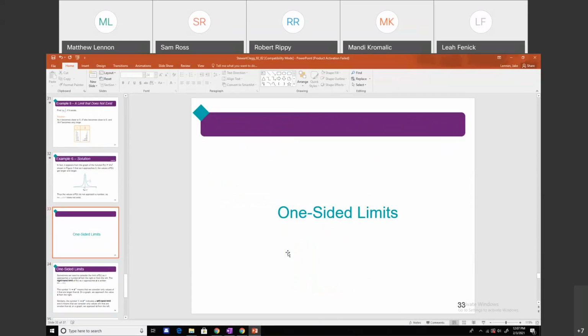A regular limit that we talk about means the limit from the right is the same as the limit from the left. Hence, it can be thought of as a two-sided limit.